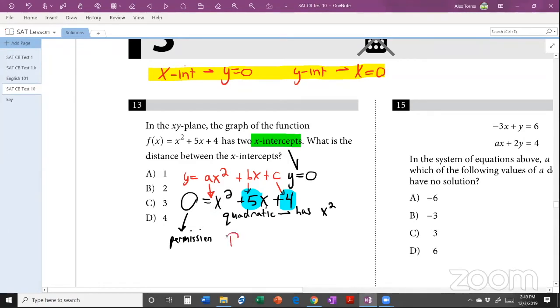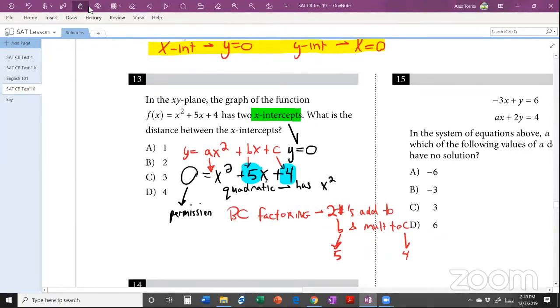But this is going to be called BC factoring because we have something in the B spot and something in the C spot. For BC factoring, you're looking for two numbers that add to B and multiply to C. They need to add to B and multiply to C. So with our numbers here, we're looking for two numbers that add to 5 and multiply to 4. When you're doing this factoring, you always want to start with the thing it multiplies to, because there are not that many pairs of numbers that multiply to something, but there are almost infinite pairs of numbers that add to something. So what numbers multiply to 4?